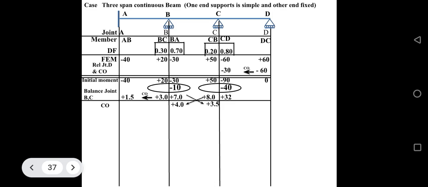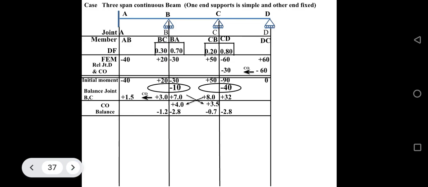But because of this carryover of 4 and 3.5, joints B and C become unbalanced, which need to be balanced. So for balancing, again we will multiply the unbalanced moment with the distribution factors, that is 0.3 and 0.7, and we will write with the opposite sign. Similarly, we can balance joint C also. So 3.5 is to be multiplied with 0.2 and 0.8, and with the opposite sign it is to be written.